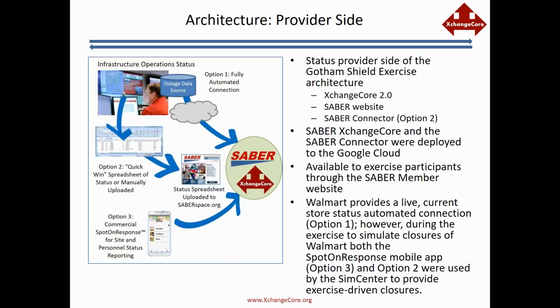Just a note, option 1, the fully automated connection, well, we have one more company that's talking right now. Walmart currently is the only one that's providing a live current store status connection. But it is, in fact, a live connection. So during an exercise, we work with WorldArc to simulate closures using both the SpotOnResponse app and then the quick win spreadsheet. So that's how we're functioning to be able to provide that simulation information.